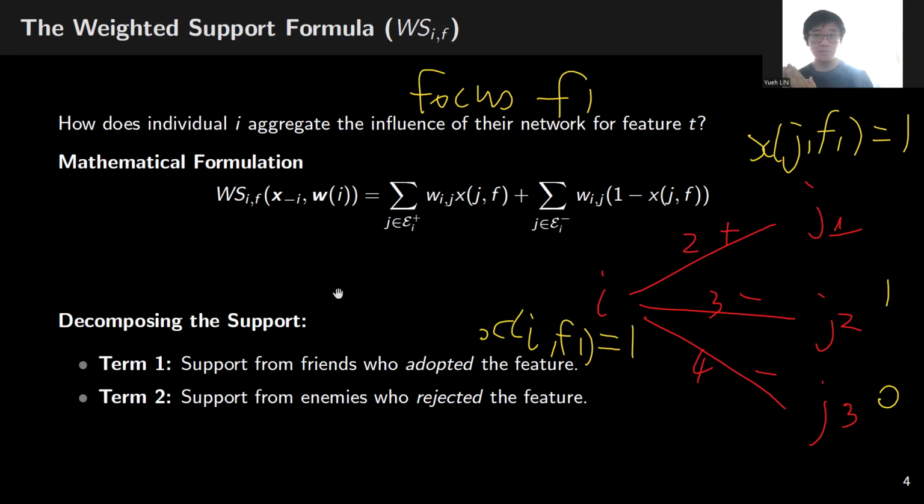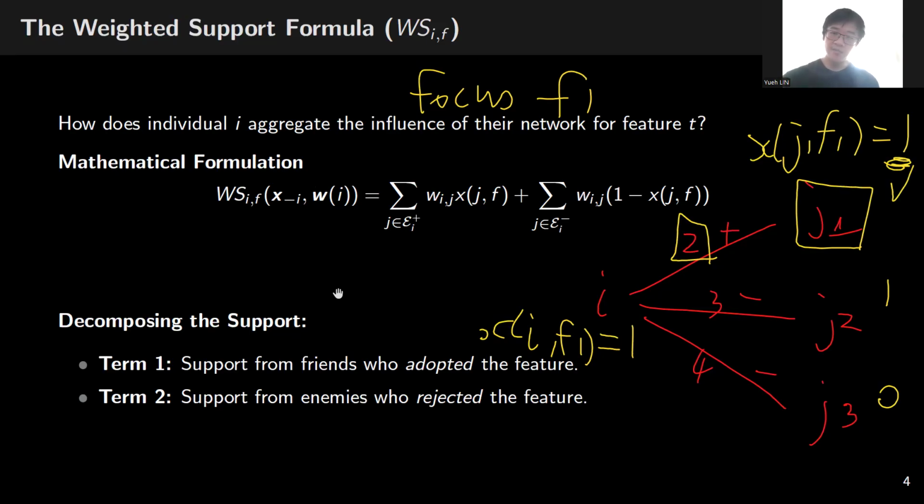Now, how do we aggregate the influence? We first look at the friends. Let's look at friends. It is J1, and we see that J1 is a friend that votes 1. So we will consider this as a match. This is a match, and the weight is considered.